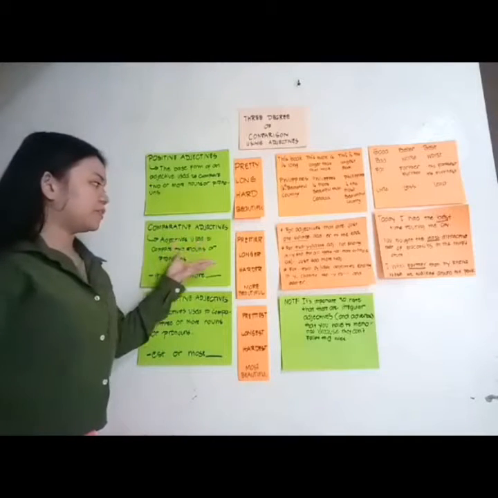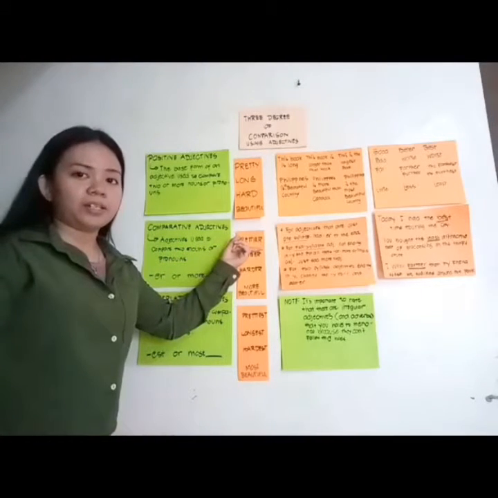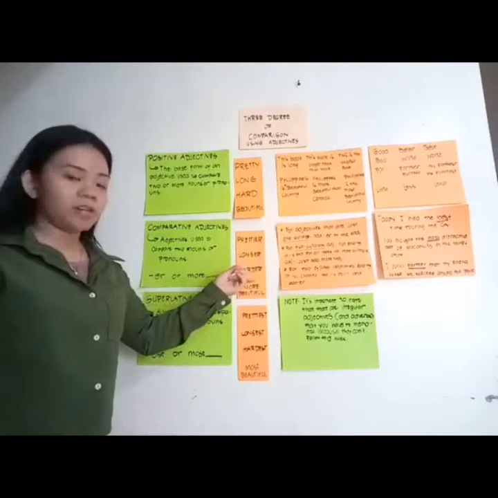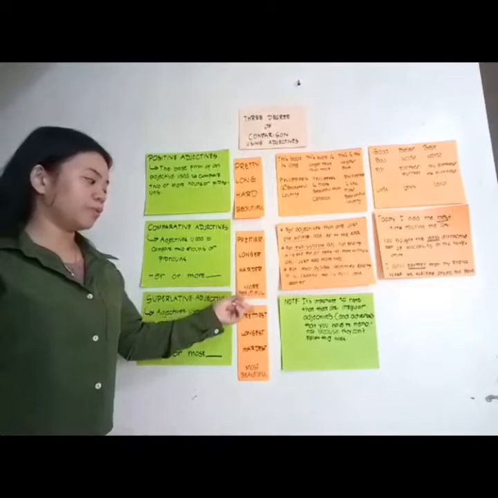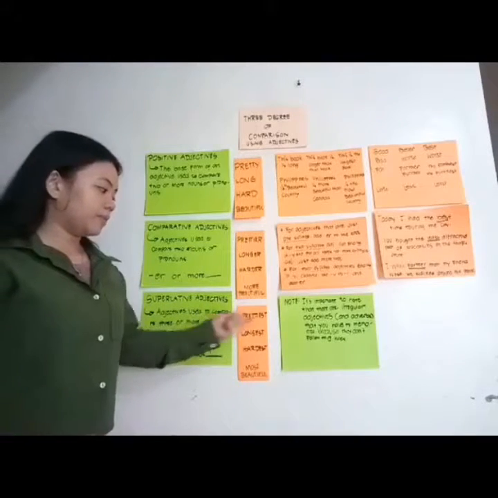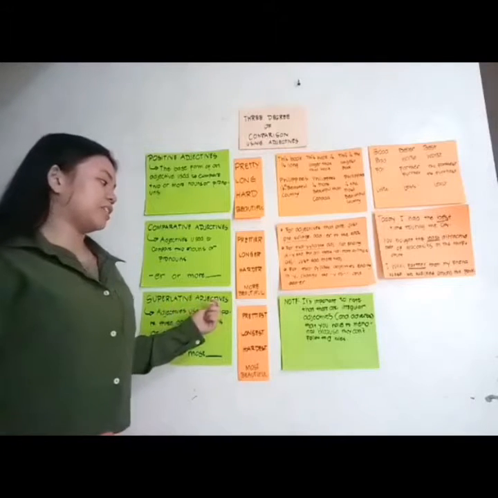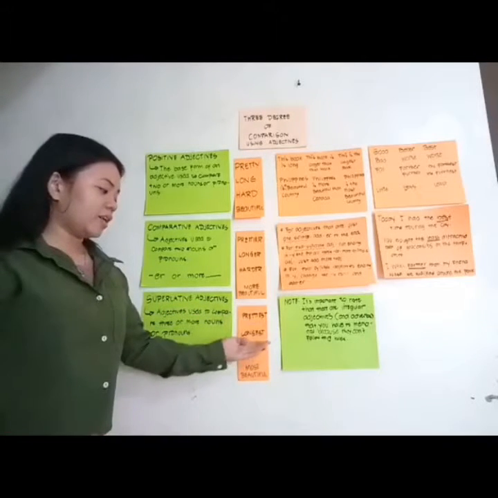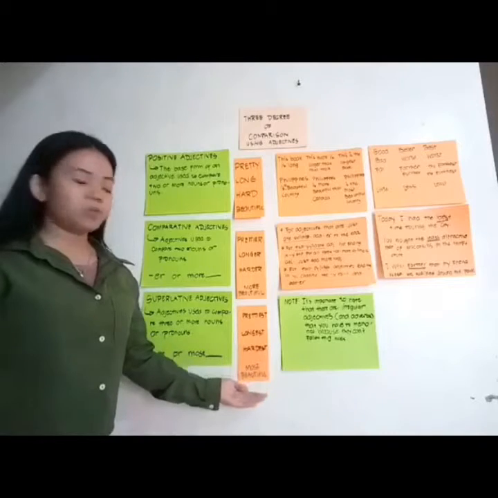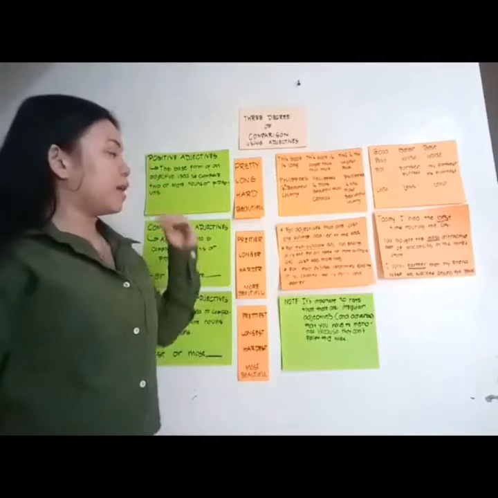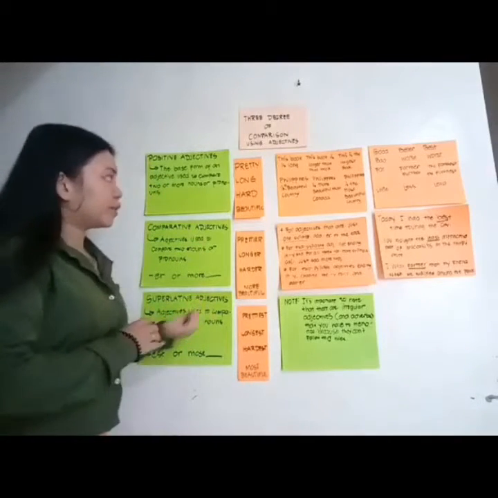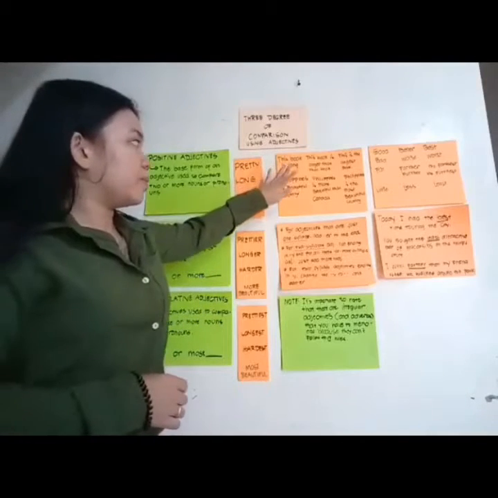Again, examples of the comparative adjective are prettier, longer, harder, and more beautiful. And examples of the superlative adjective are prettiest, longest, hardest, and most beautiful. So, another example is this.